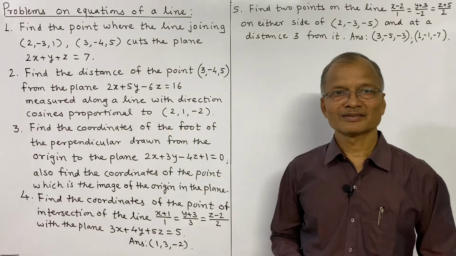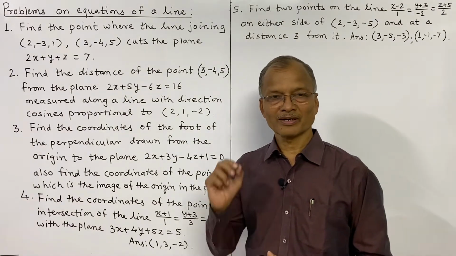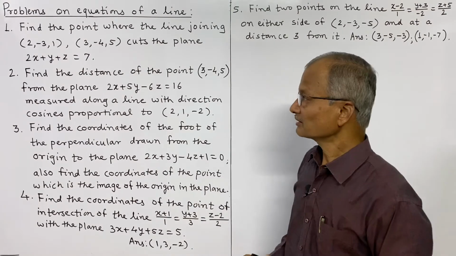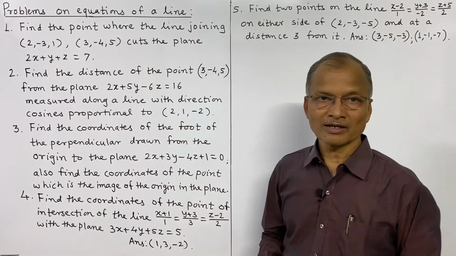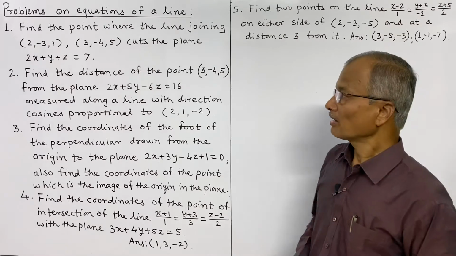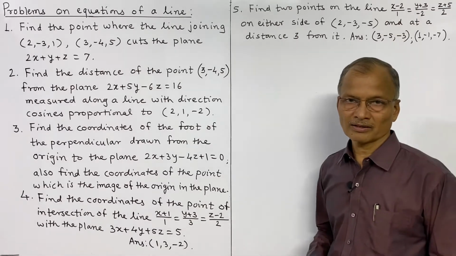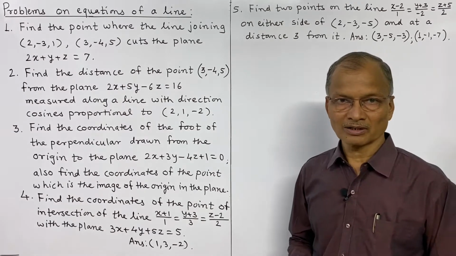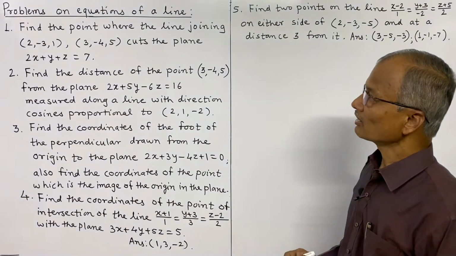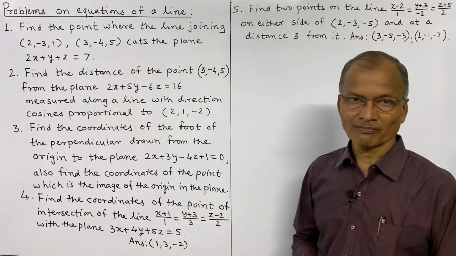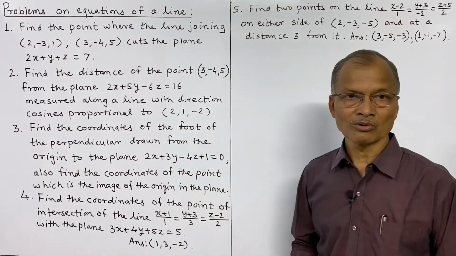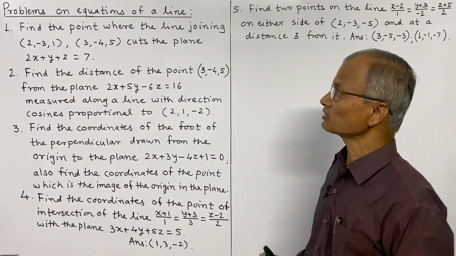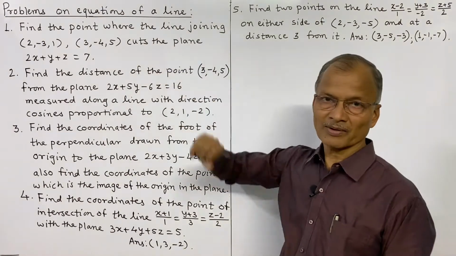Hello dear friends, welcome to the lecture of geometry, and we are studying the straight line. In the last lecture, we have seen equations of a line passing through a point and having given direction cosines and also direction ratios. Also we have studied the 2-point form of equation of a line, that means a line passing through 2 points. In this lecture, we will solve some problems on these equations of a line.